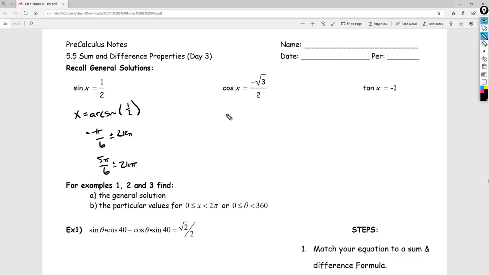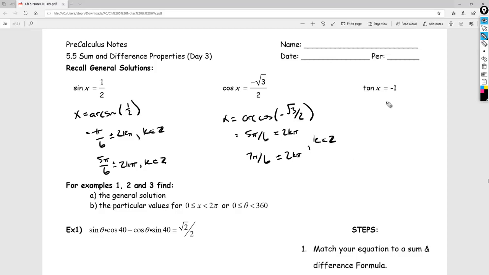Same thing with cosine, so when we apply arc cosine over here, it's a negative root 3 over 2. I know that this is true for, let's see, 5 pi over 6 and 7 pi over 6. And again, I'll just apply my plus or minus 2k pi, where k is an integer. Alright, so I guess we'll specify that as well. So remember, you can do your fancy double bar z.